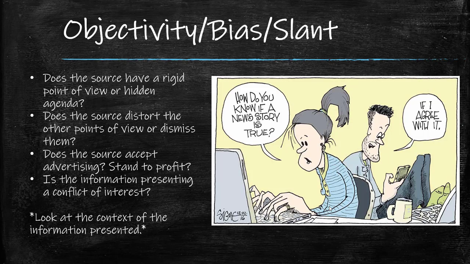And then you'll want to look at objectivity, bias, or slant. So is the point of view rigid, or is it to where the source distorts the points of view or dismisses them? Do they accept advertising? You'll just want to look at the context of the information presented in your article.